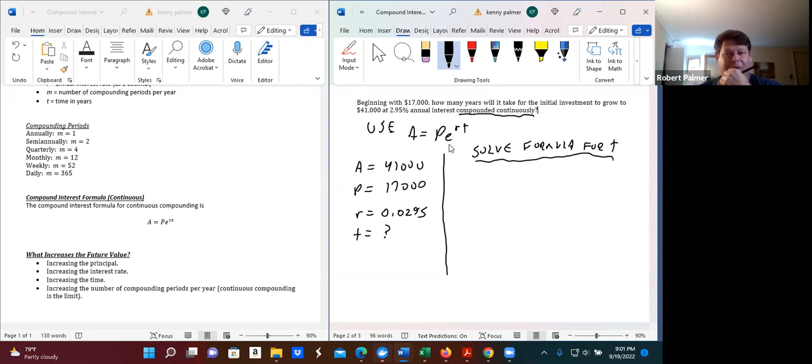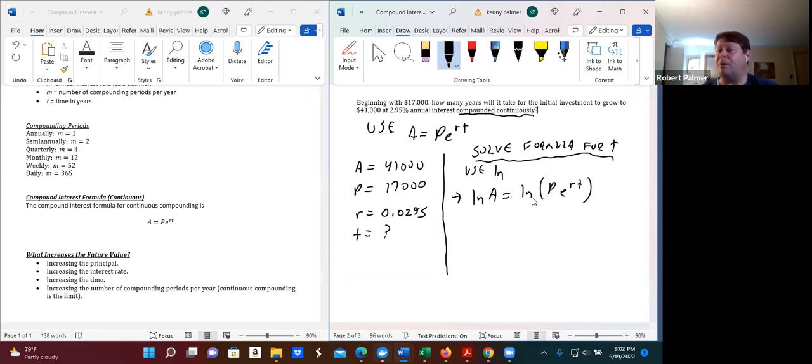Where ln is natural log, and that's the inverse of e. So let's take the natural log of both sides. And so what I do is then ln A is equal to ln of this whole side, P e to the rt. Okay, now, what does that do for us?